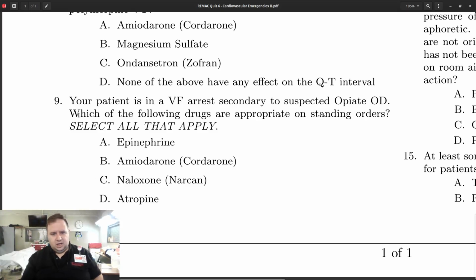Okay. Here, number 9 was a difficult question for a lot of people. Your patient's in a VFib arrest, secondary suspected opiate OD. Which of the following drugs are appropriate on standing orders? So critical point there, on standing orders. So, of course, the first drug that any patient in arrest gets is epi.